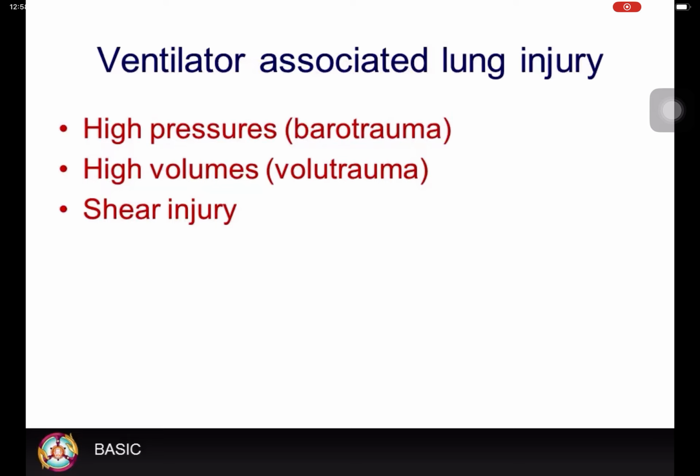Volutrauma refers to the development of an acute lung injury, histologically similar to ARDS, when lungs are repeatedly distended to excessive volumes. Shear injury is the result of repetitive collapse and re-expansion of alveoli, and is due to tension at the interface between open and closed alveoli.